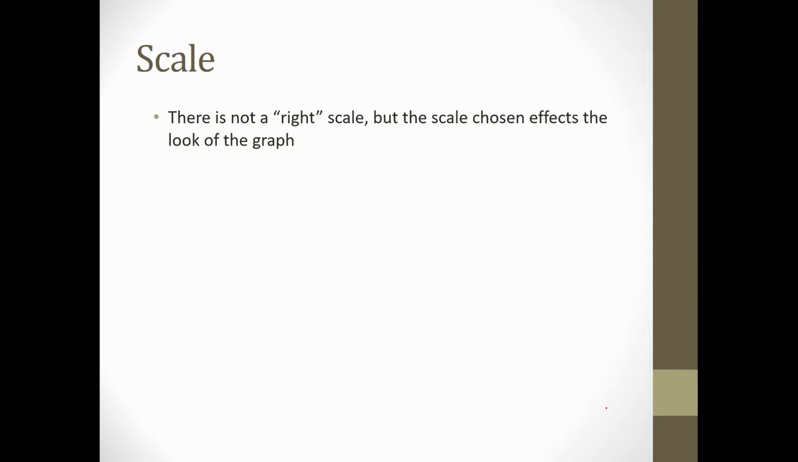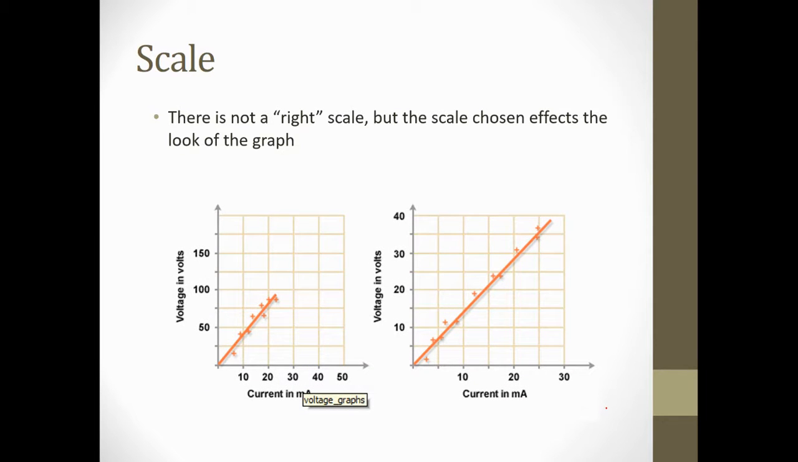There is not a right scale, but the scale needs to be chosen because it can affect the way the graph looks. So for example, this is the exact same data. And the scale here, we counted by tens, and here we're counting by fives. So I can see a lot of what's happening in the data a lot better because it's not all clustered around a couple of points right here. I have a better understanding of what's happening when the scale is more appropriate.